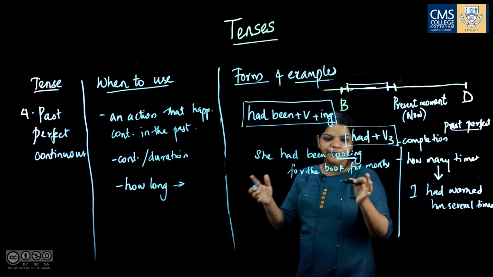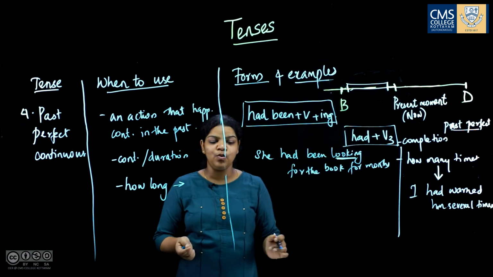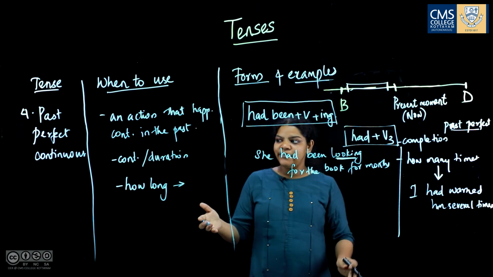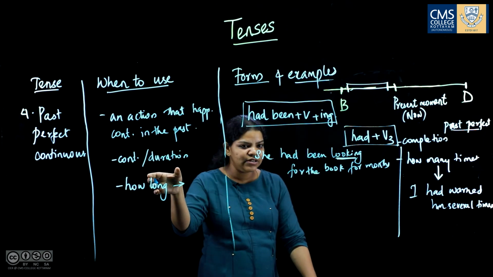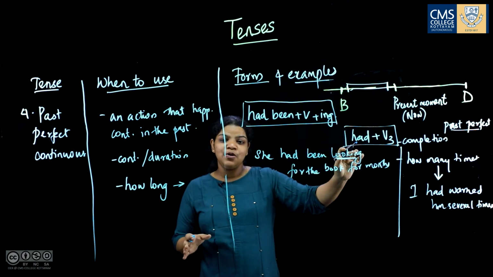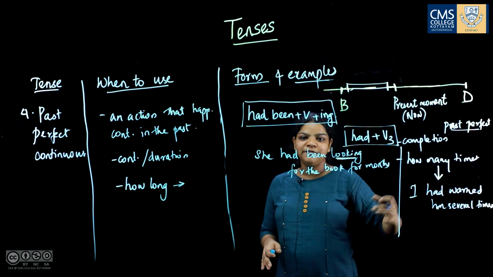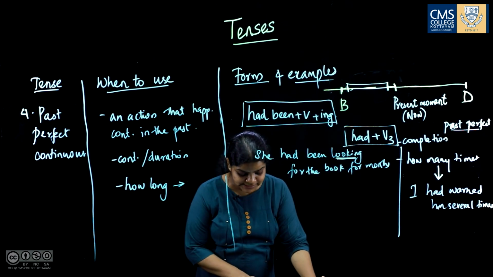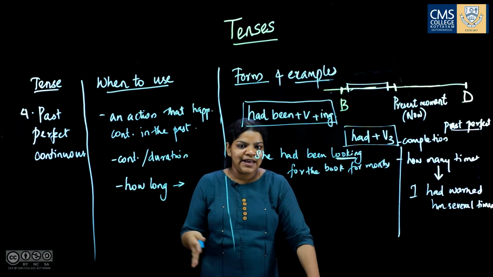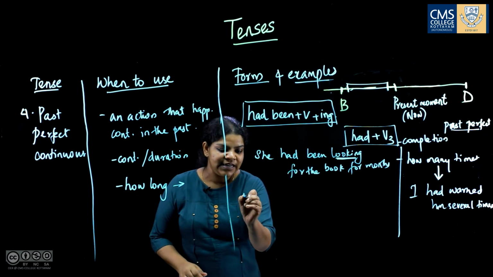So the emphasis of both these are different, and that is what makes these two things different. In the past perfect continuous, we focus on the duration. In the past perfect, we look at the completion. We focus on the number of times the action had happened in the past. So let's take one more example and wind this session up.